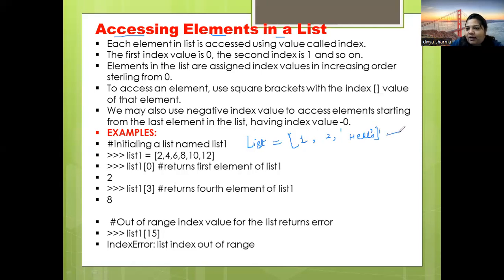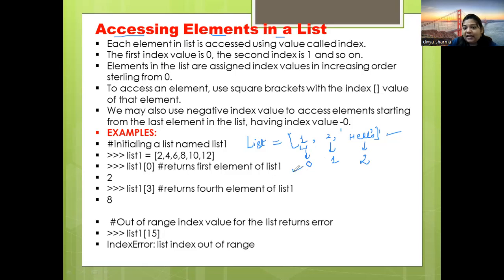All the list elements are stored at some place. That place is known as the index value of the element. So the first element of the list will be stored at index value 0. This will be stored at index value 1. This will be stored at index value 2. So all the elements of the list are stored on index values.